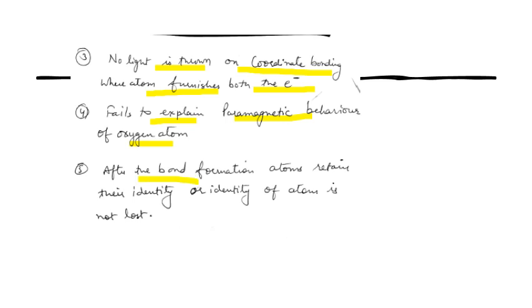After the bond formation, the atoms retain their identity, and the identity of the atom is not lost, which was proven wrong afterwards when molecular orbital theory came up. According to the VBT the identity of the atom is not lost, which is not seen in the next theory. Molecular orbital theory says a new identity is always formed when bond formation takes place. So this is also a limitation of the VBT.